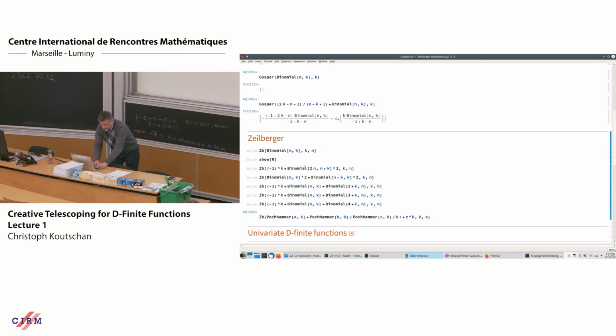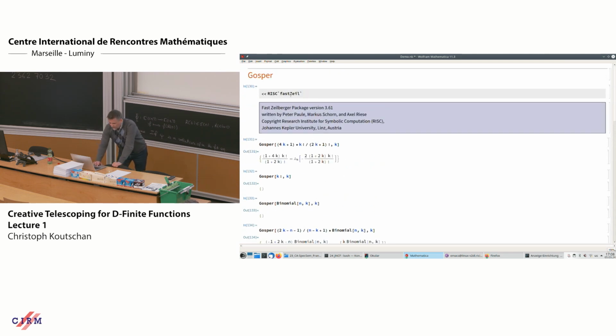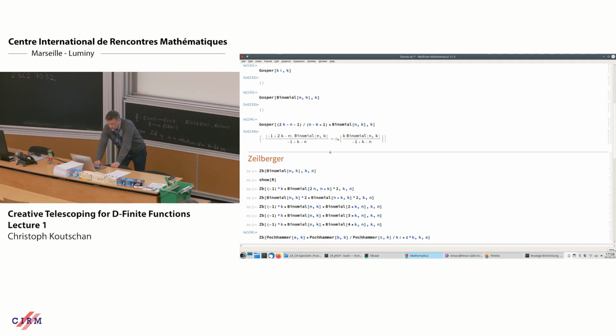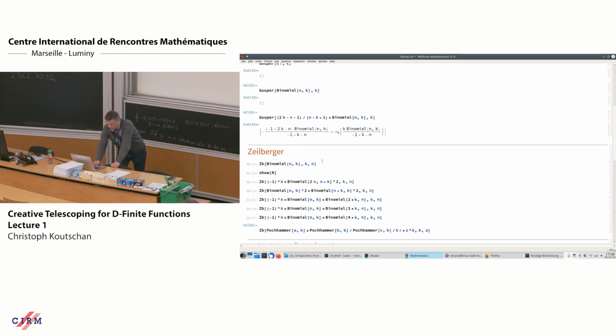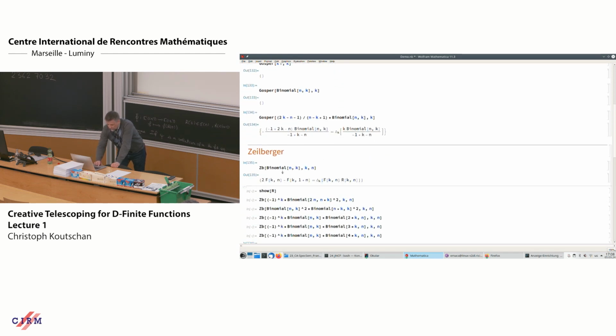Here, again in the same package, which was actually called fast Zeil, and it has Gosper as a subroutine, but the main thing is Zeilberger's algorithm. If we put in the most simple example, the binomial coefficient, you see in the output you get this recurrence, f of n plus 1 equals 2 times f of n, and so this implies the evaluation 2 to the n.